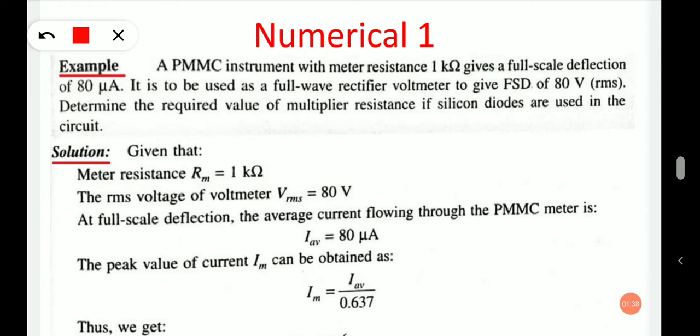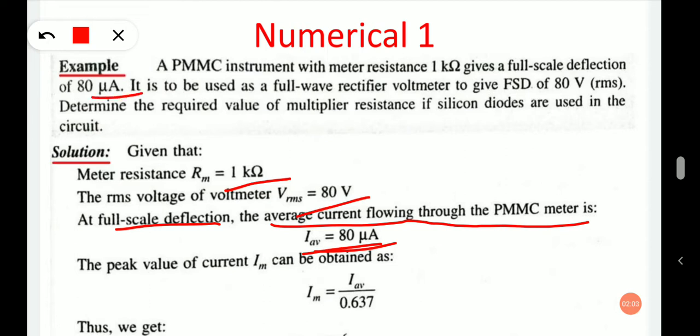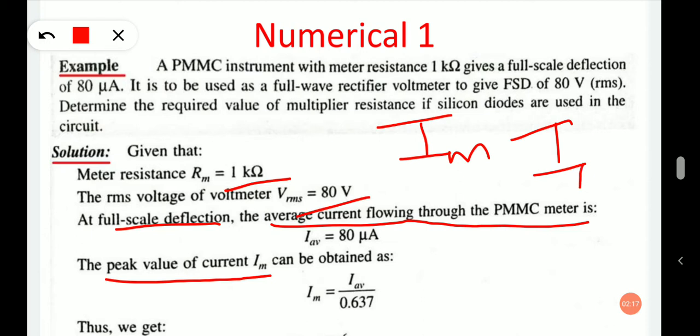So this numerical is based on full wave rectifier voltmeter. The given values are meter resistance 1 kilo ohm and RMS voltage of voltmeter, that is 80 volt, and also full scale deflection, that is average current flowing through the PMMC meter, that is 80 microampere. So from that we need the peak value of current, that is Im, or we can write it as I peak.